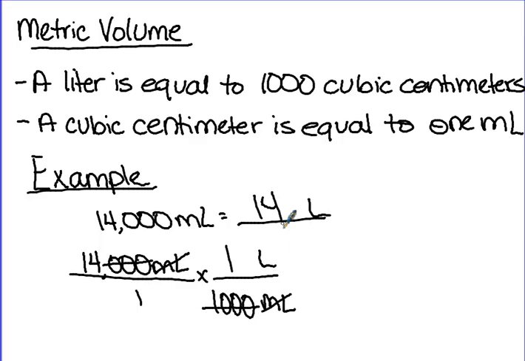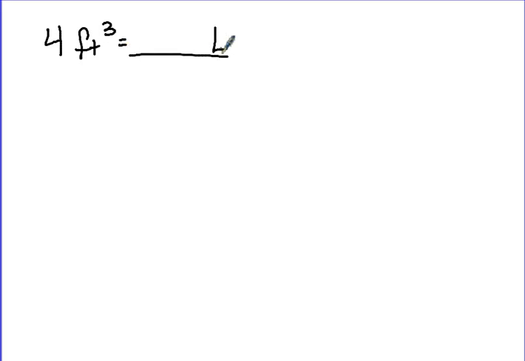The next one we're going to do is a little more complicated. We're going to convert 4 feet cubed, or cubic feet, to liters. Now, we have to remember we are starting in the English system with feet. We want to go to metric volume. So we know that we can convert from inches to centimeters. That is our conversion that we use between the English system and the metric system. But once we get to centimeters, we then need to convert centimeters to liters.